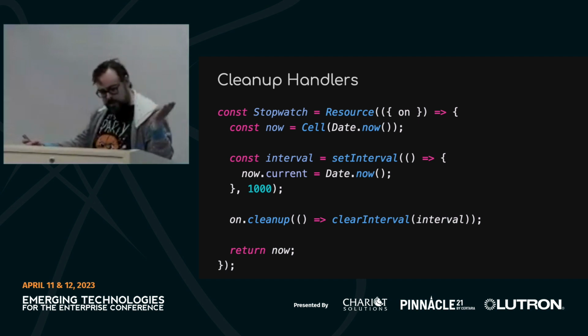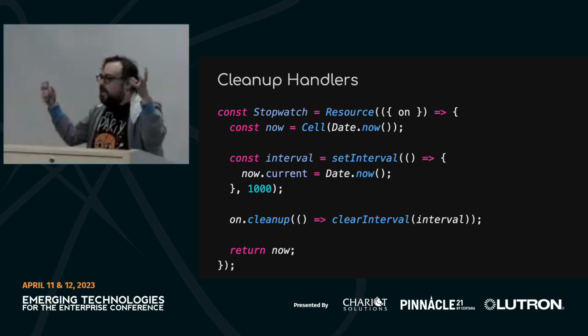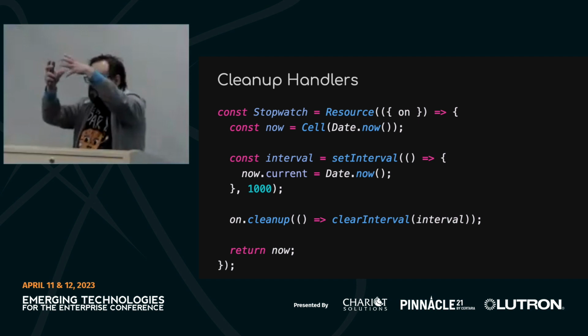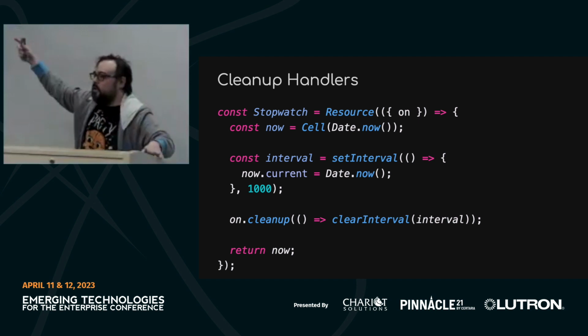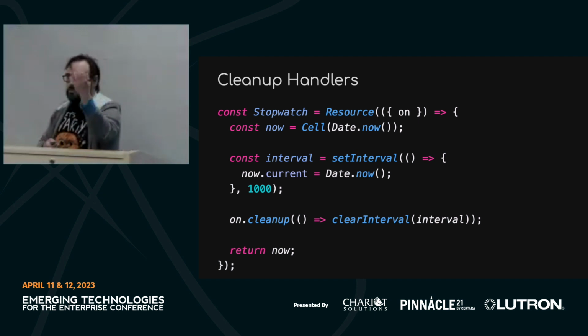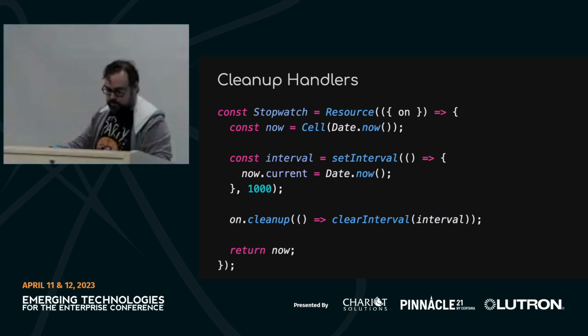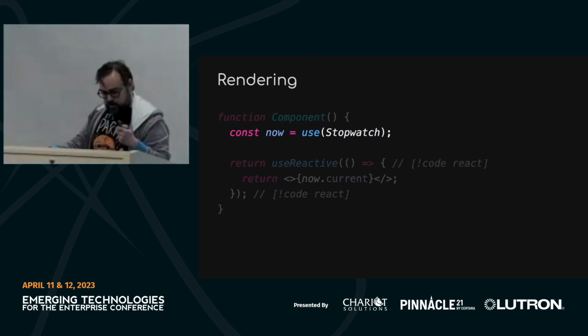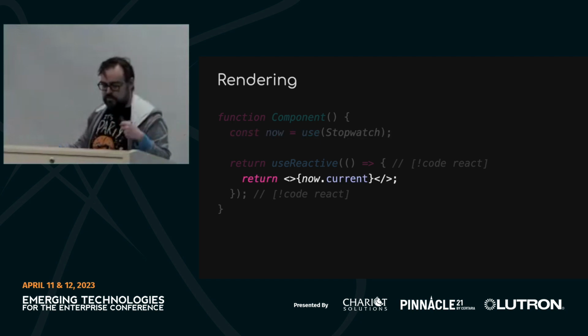One thing to point out about resources is that if you return a reactive value from a resource, it's kind of like a promise. You don't have to write that current twice, basically. The whole resource absorbs into the reactive value. Okay, so how do you use it? You say const now equals use stopwatch, and then you say now.current, right?